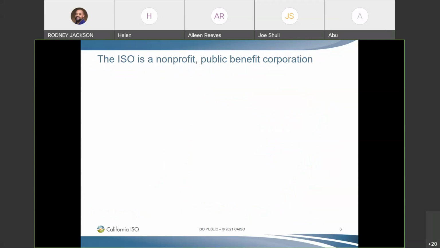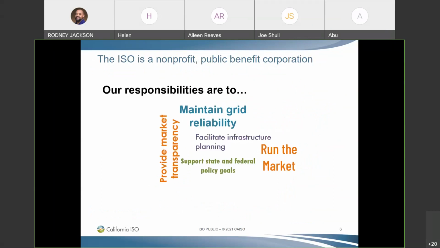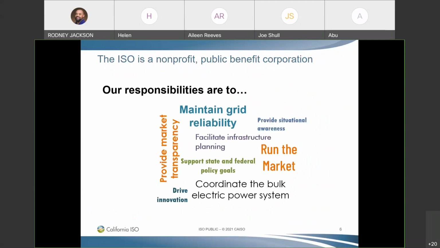So now, like many of the other ISOs, the California ISO is a nonprofit public benefit corporation. So what does that mean? We're responsible for the constant and reliable flow of electricity for the health, safety, and welfare of consumers, but unlike a public utility, we're profit neutral. We're independent, and we do not serve the end users.